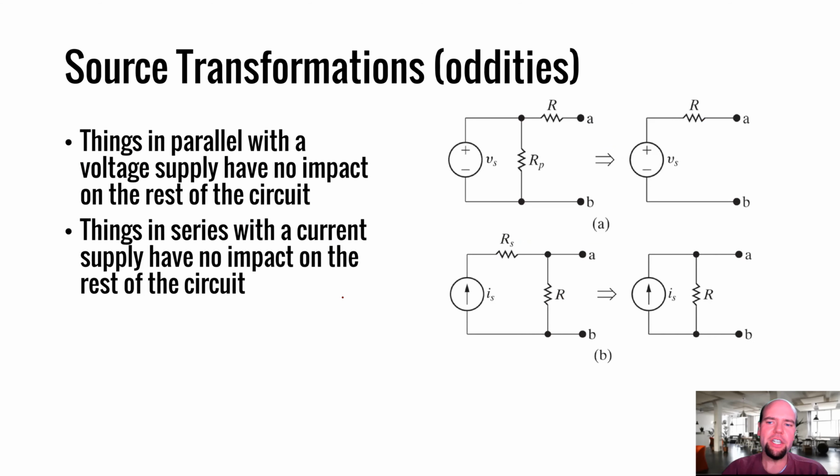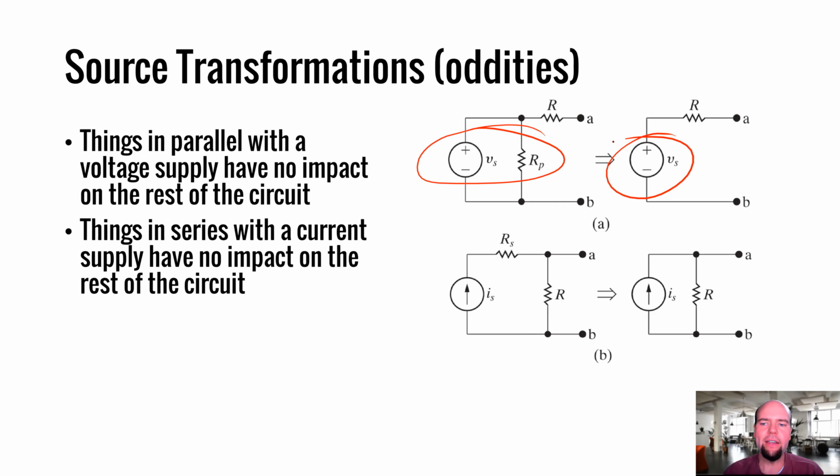What's some other stuff that can show up when doing source transformations? Some other stuff that can show up is things like this. Anything in parallel with a voltage supply is just the voltage supply. Why is that? Well, let's go back to what we mean when we say source transformations. A source transformation is saying this voltage supply in series with a resistor is equivalent to this current supply in parallel with a resistor from the perspective of the rest of the circuit.